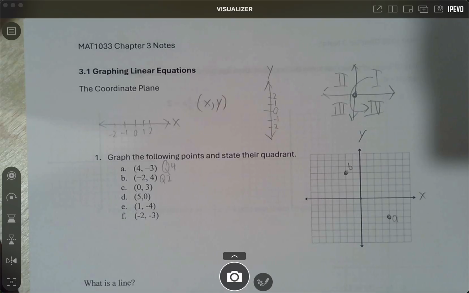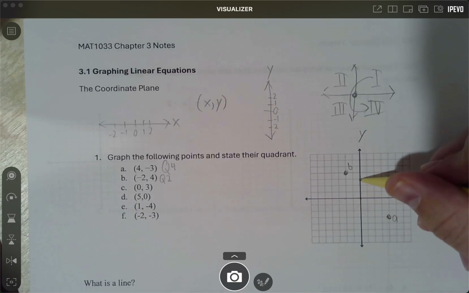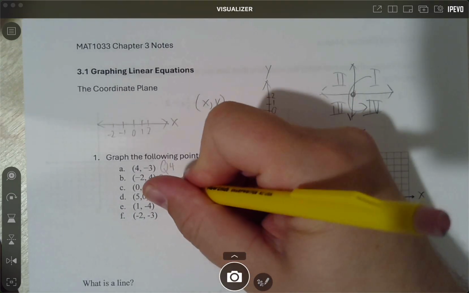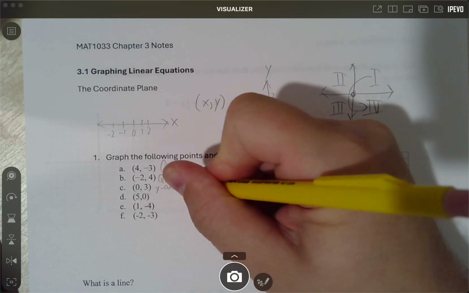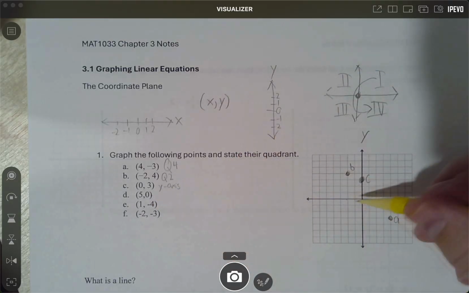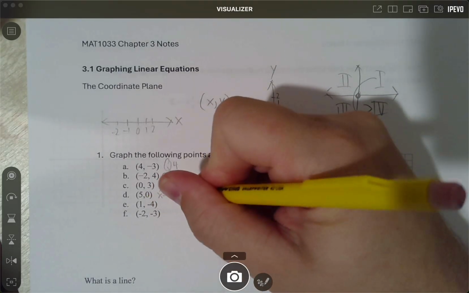Up next, this one's a little bit interesting. 0, 3 means do not move left or right, but go straight up 3. There's C. Now, which quadrant is C in? Well, it's technically not. It's on the y-axis. So we just label it like that. So you're not on a quadrant, you're on an axis. And then 5, 0 would of course mean go right 5, but then don't move up or down. So that would be on the x-axis.